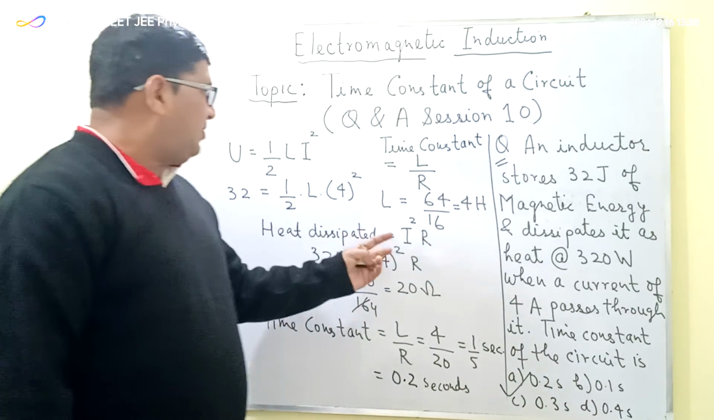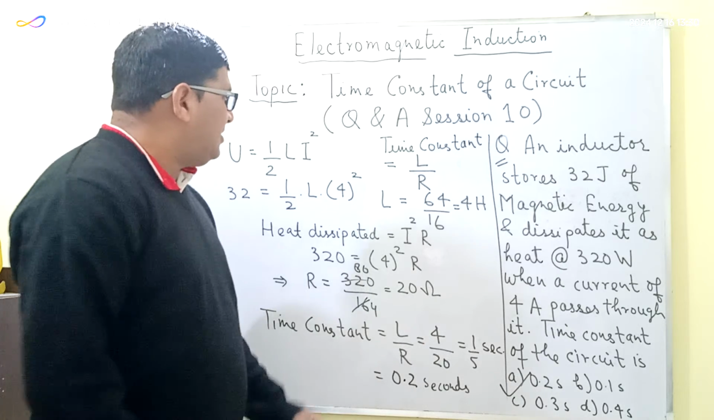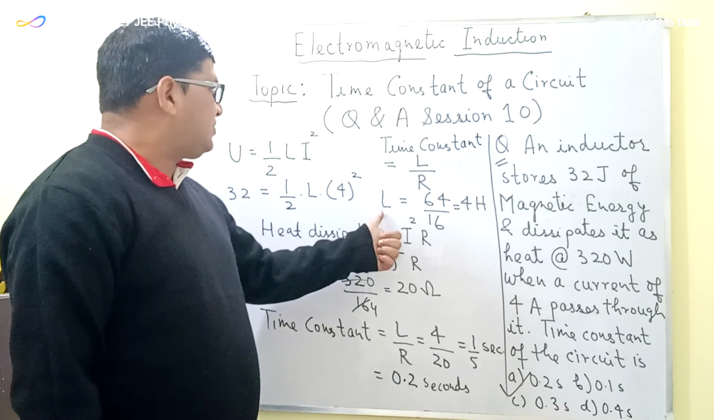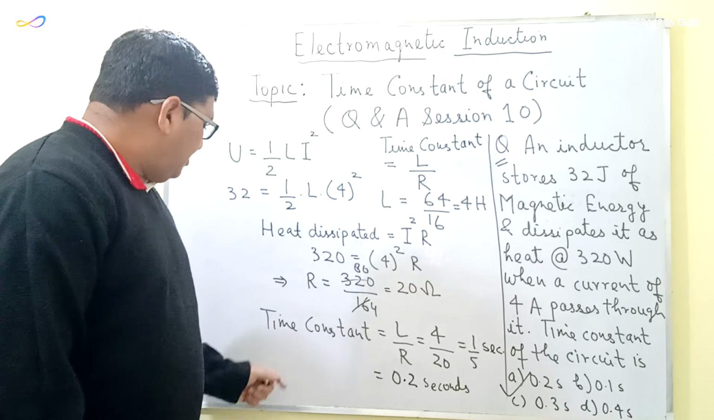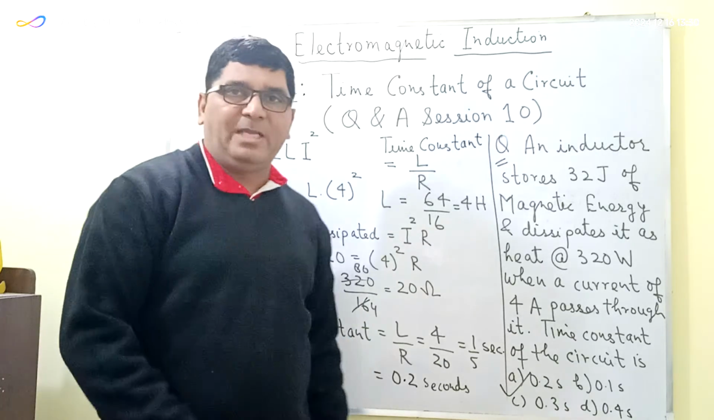So in this question we were supposed to find the value of the self-inductance of the inductor and the resistance of it in order to find the value of time constant.